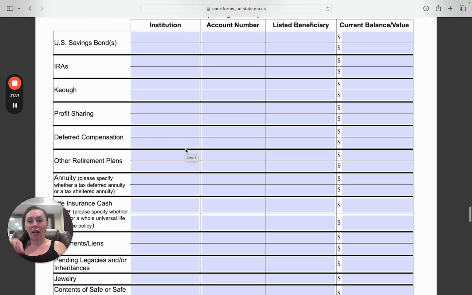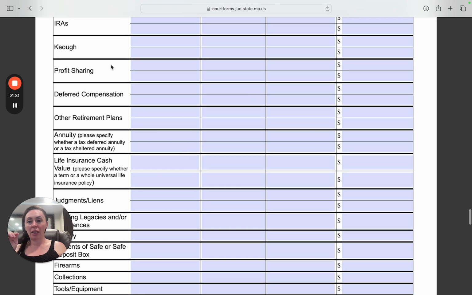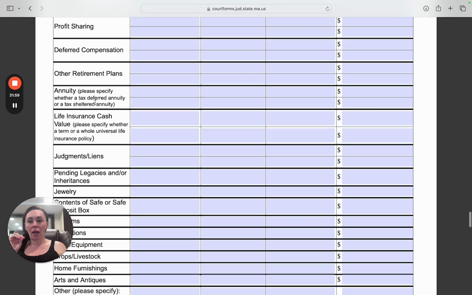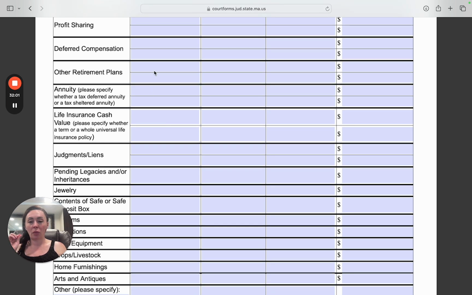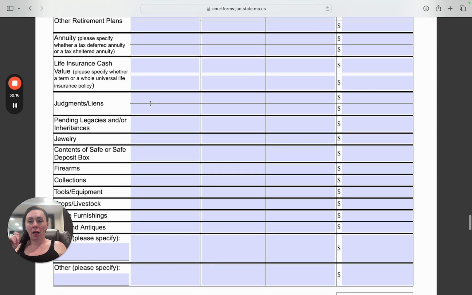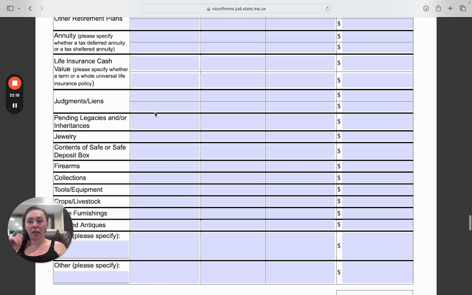Savings bonds, IRAs, KEO. A KEO is a type of retirement plan, not that common anymore. Profit sharing, deferred compensation, we talked about that. It's another word for a 401k or maybe a 403b type of plan. Other retirement plans, maybe you've got something else not listed. Annuity, if that gets listed there.